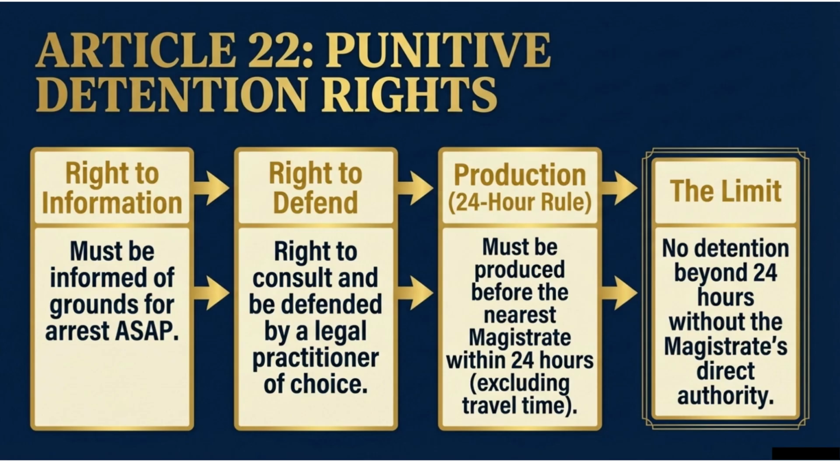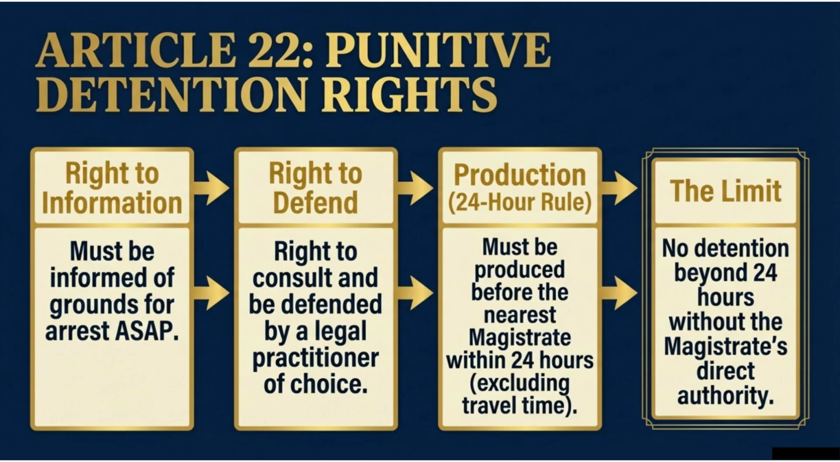Article 22 deals with protection against arrest and detention. The first part of Article 22 covers what we call punitive detention, which is arrest after a crime has been committed. When a person is arrested, they have 4 guaranteed rights.